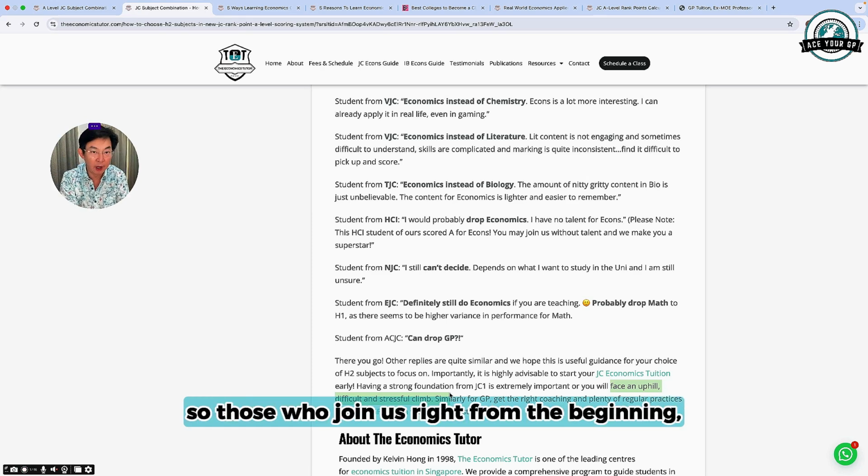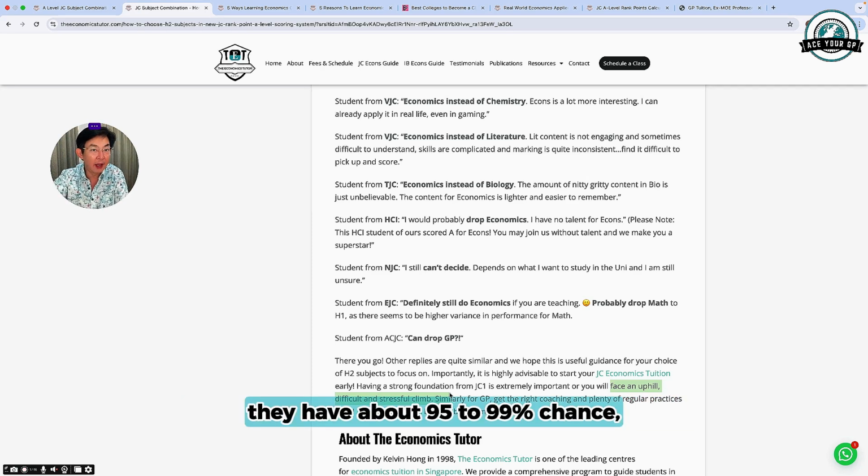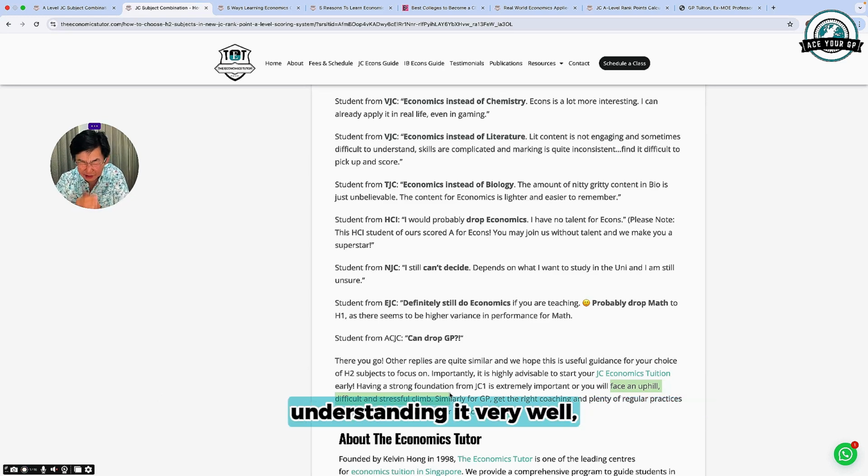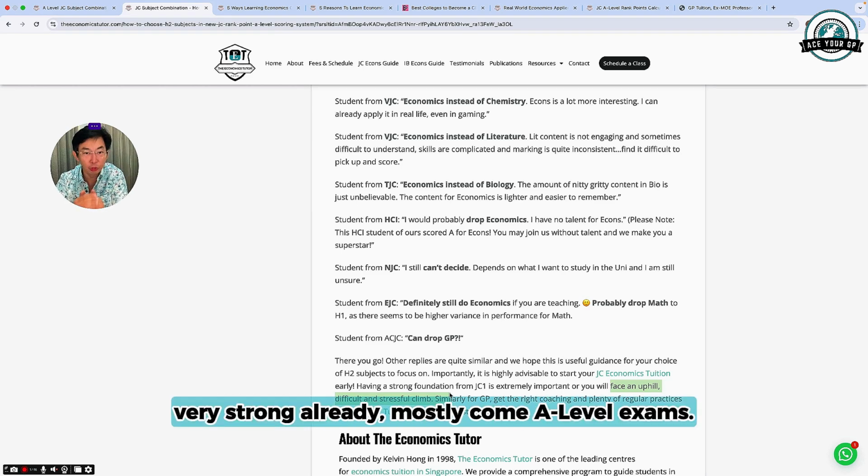Those who join us right from the beginning have about a 95 to 99% probability of scoring an A. So almost certain of scoring an A, because they have been learning all the right stuff, understanding it very well, building up right from the beginning. So they are very, very strong already come A level exam.